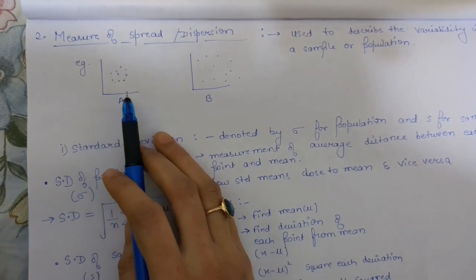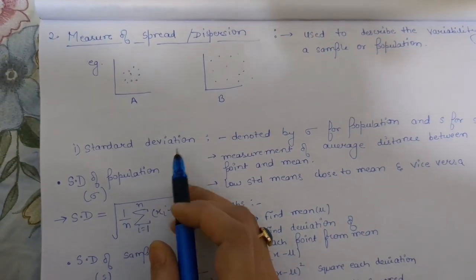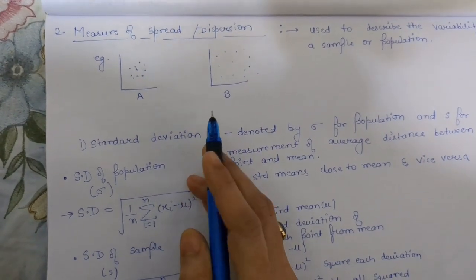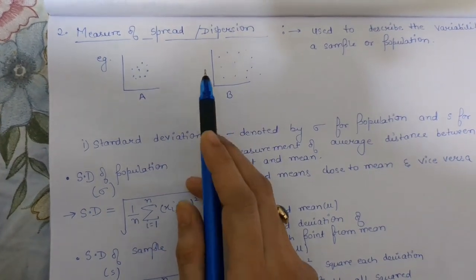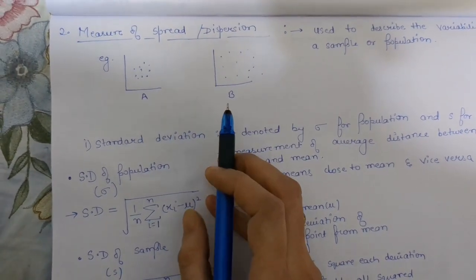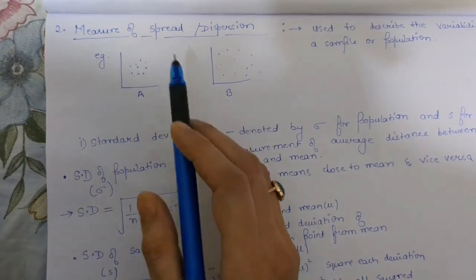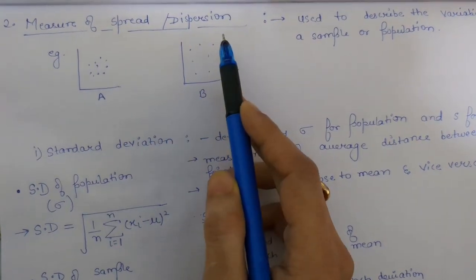In the previous class we have seen that there are three ways to describe data. The first way is the measure of central tendency, which we have already studied. The second way is the measure of spread or dispersion, and the third way is the measure of symmetry. So today we will study in detail about the measure of dispersion. Let's see what this measure of dispersion is.